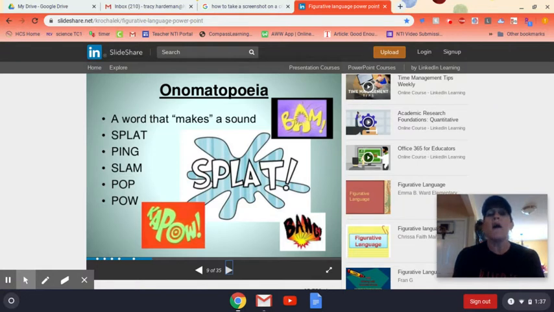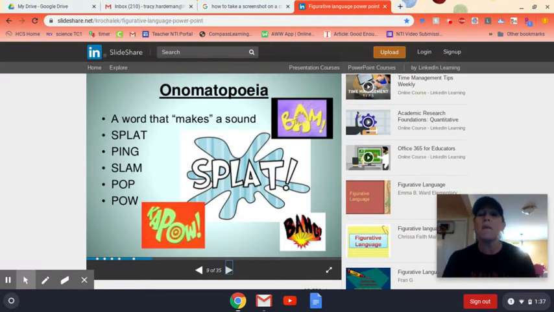Seuss. Onomatopoeia is a word that makes a sound. So things like splat and ping, slam, pop, pow, bang, buzz, anything like that that kind of gives the reader an idea of the sound that the object would make. Okay. Onomatopoeia, for a word that's really difficult and funny to say, it really has a very simplistic meaning.